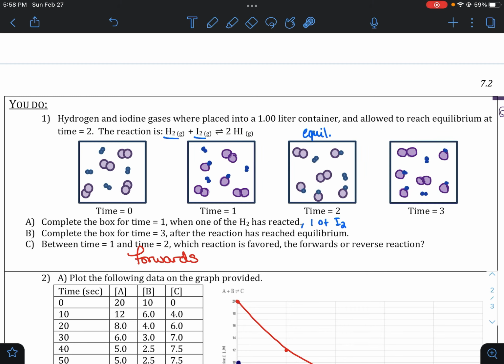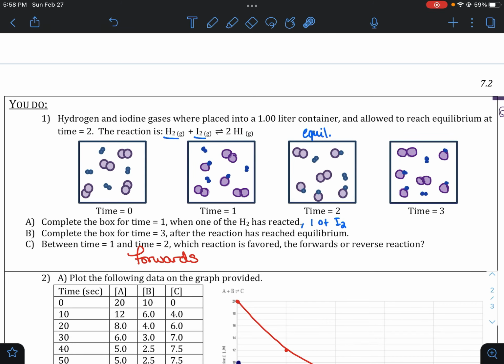Okay, so at time equals 1, you should have 3 untouched purples. Okay, you should have 3 untouched blues. Then you should have 2 blue-purple mixes, again, standing for our HI. All right. Then at time 2, we've reached equilibrium.